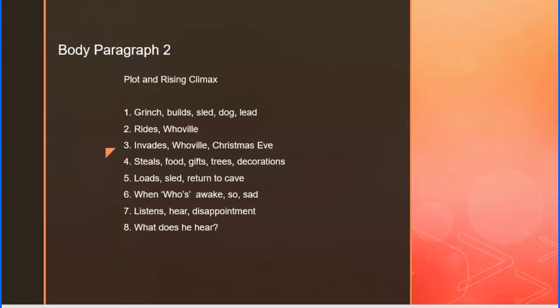All right, so here's my body paragraph 2. I do talk about how the Grinch builds a sled dog and his sled, and the dog is going to lead that. He rides to Whoville, invades Whoville on Christmas Eve, steals their food, their gifts, their trees, their decorations. He loads the sled to return to the cave. And when the Whos awake, he expects them to be so sad, and he listens to hear disappointment. But what does he hear? That's my cliffhanger. What does he hear? Now, this is kind of the whole story, but I didn't highlight everything.